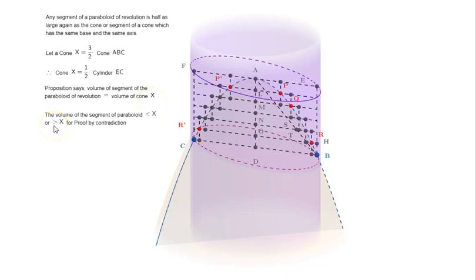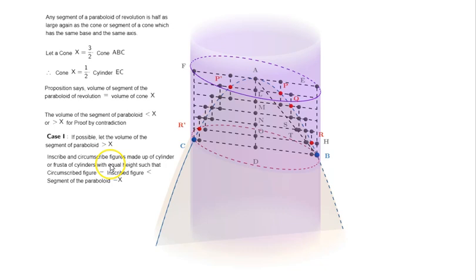Now let's prove this by proof by contradiction. Let the volume be not equal to the volume of cone X, which means either it is less than X or greater than X. Let's take it one by one. Case 1, if possible, let the volume of the segment of paraboloid be greater than X.